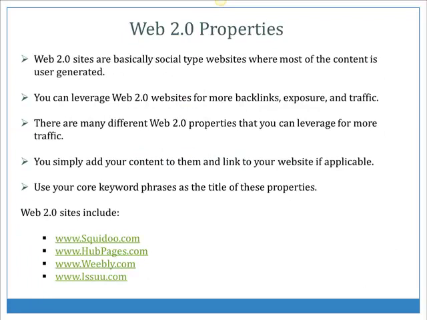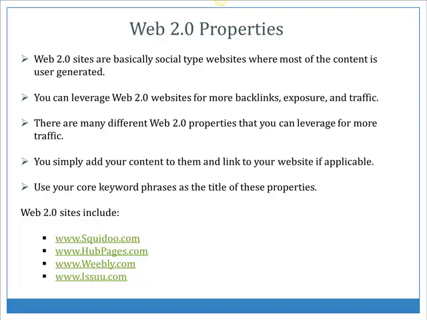Web 2.0 properties for traffic. Web 2.0 sites are basically social type websites where most of the content is user generated, where the user generates the content, where you're generating the content. You can leverage Web 2.0 websites for more backlinks, exposure, and traffic. There are many different Web 2.0 properties that you can leverage for more traffic. You simply add your content to them, link to your website if applicable. Use your core keyword phrases as the title of these properties. One of the things I want to tell you again is read the rules. Make sure that you're following the rules.